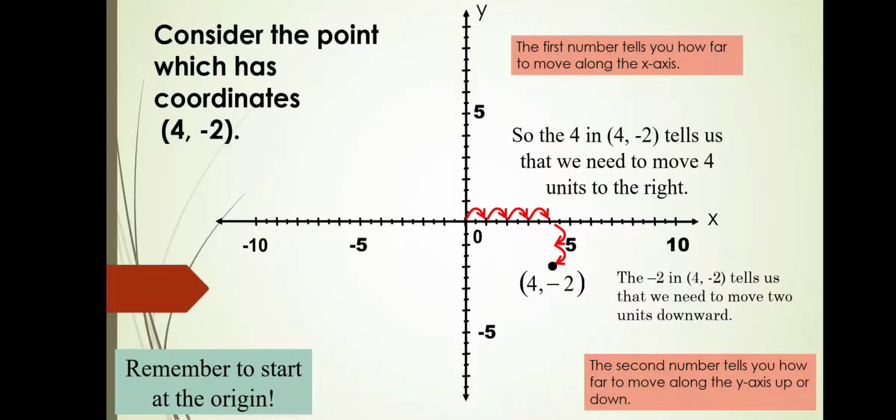Remember that if the x-coordinate is positive, count to the right. If the x-coordinate is negative, count to the left. If the y-coordinate is positive, count upwards. And if the y-coordinate is negative, count downwards. I hope I refreshed your knowledge. Later on, we will be using the Cartesian plane again to graph linear equations.